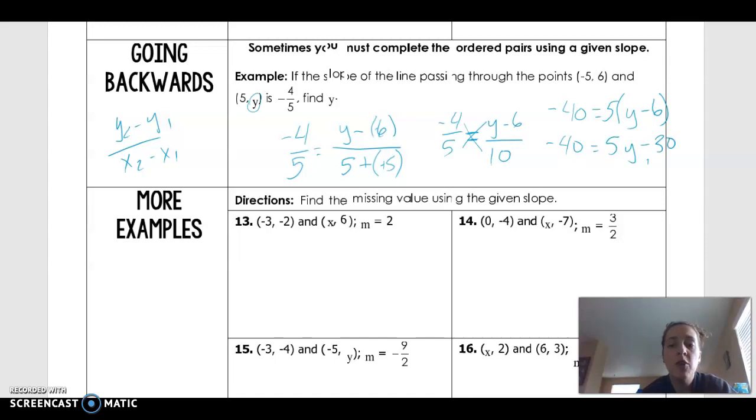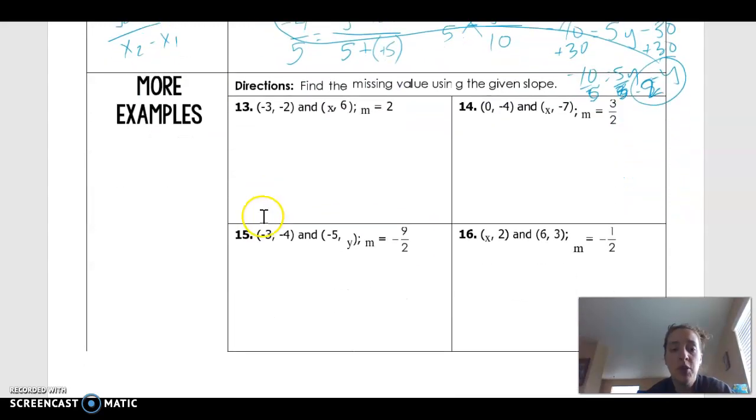So now I can solve for y. So I would add 30 to both sides. So negative 10 equals 5y. Oh, I'm sorry, I'm dividing by 5 here. So y equals a negative 2. So now I was able to find that missing piece of the point because I had the slope. Okay, so let's do one more example together. Let's look at number 13.